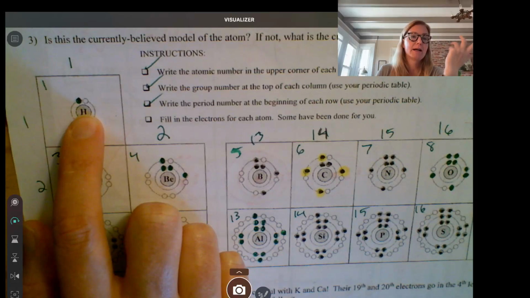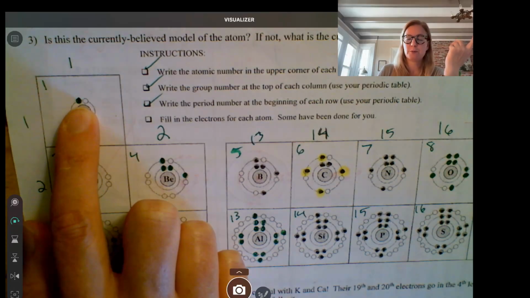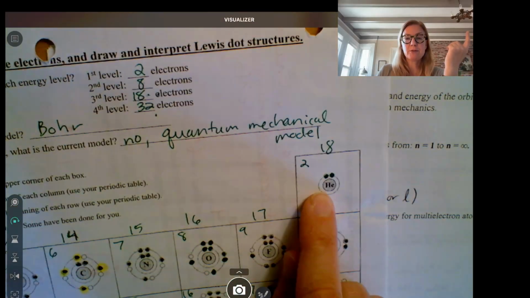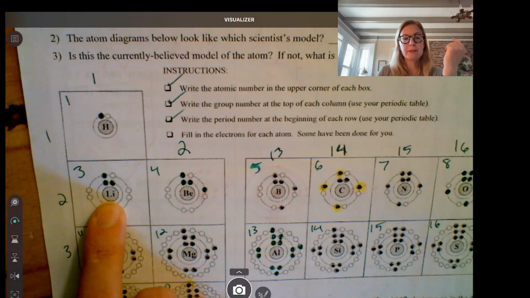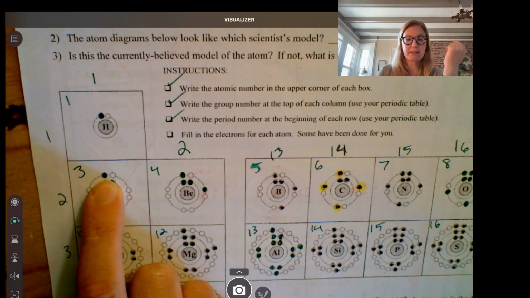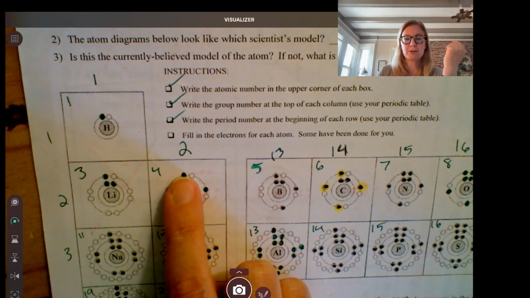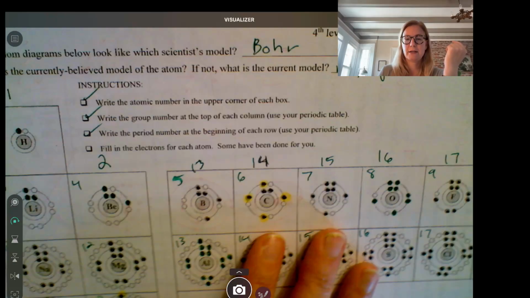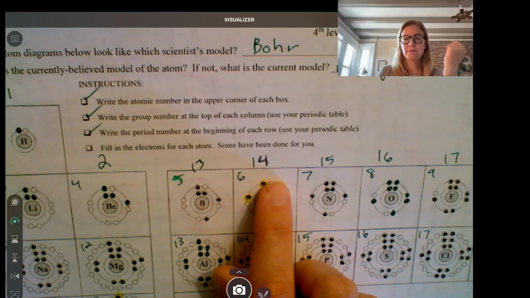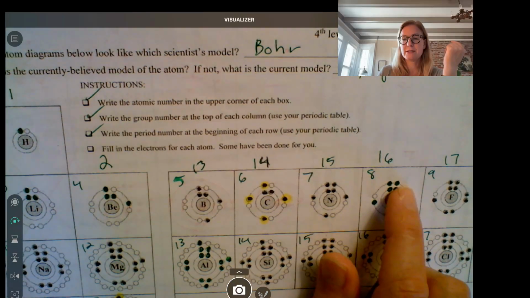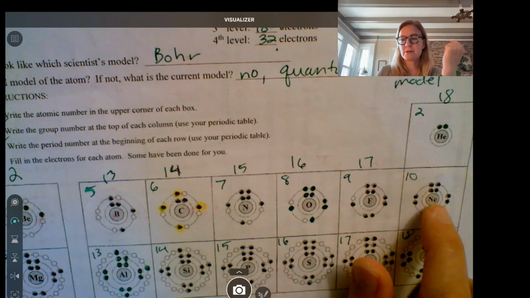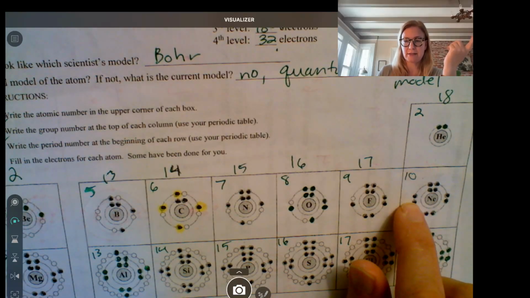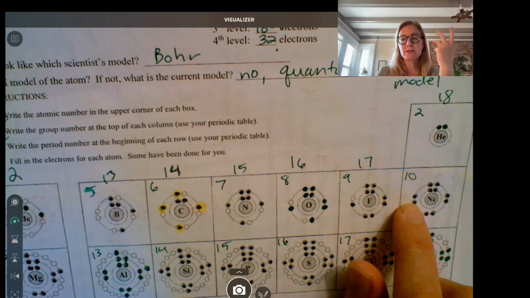Okay, so this hydrogen has 1 electron, we filled in 1. Element number 2, helium, has 2 electrons, we fill in 2. Okay, lithium, element number 3, has 2 in the first level, 1 in the second level. Beryllium, 2 in the first level, 2 in the second level. Okay, 2 and then 3, 2 and then 4, 2 and then 5, 2 and then 6, 2 and then 7, 2 and then 8. Okay, so this says 2 in the first level, 8 in the second level. And remember, the outermost energy level is what we call the valence electrons.